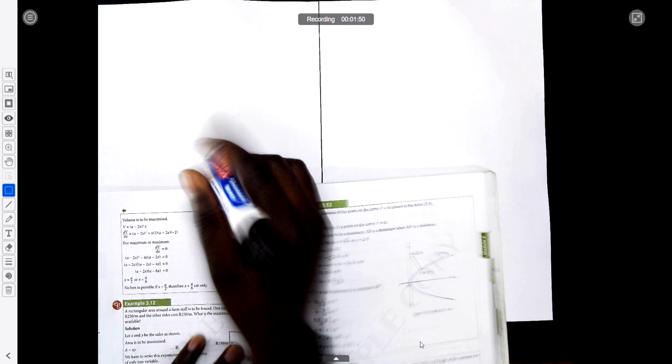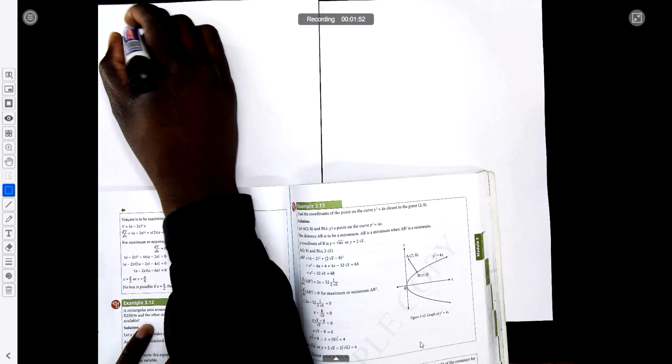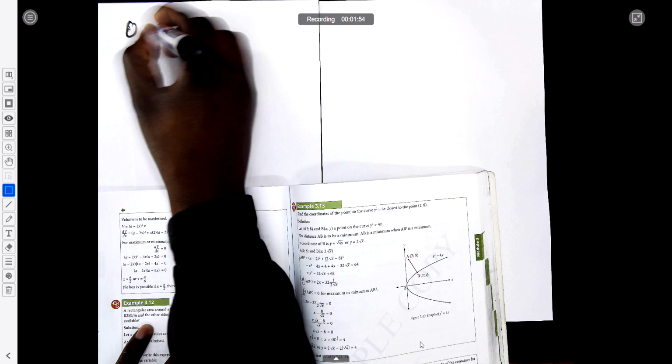Then we are asked, what is the maximum area that can be fenced if 5,000 rands is available? So if 5,000 rands is available, what is the maximum area? What is the maximum area? So now we're going to retract, we are into optimization.